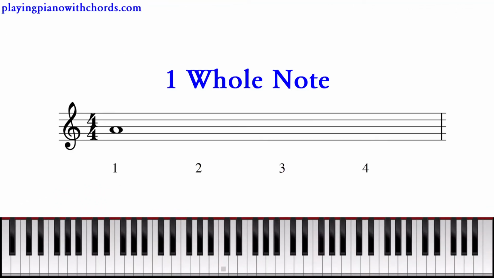The first note we're going to look at is a whole note. It lasts for the whole measure of 4 beats. So that would be your full cake. It is depicted by this hollow note head without any note stem attached. You count it 1, 2, 3, 4.